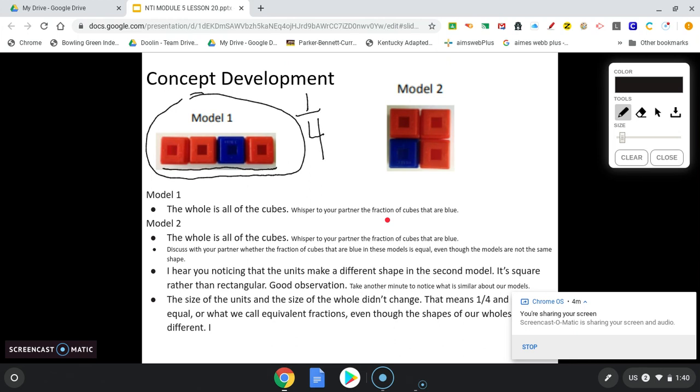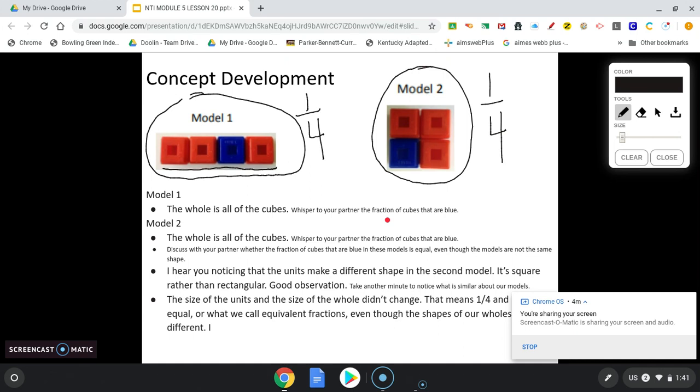Now let's look at Model 2. Here we have Model 2. The whole is all of the cubes again. Now tell your partner what fraction of these cubes are blue. Yeah, they're both the same. 1/4 of these are blue as well. So talk with your partner. Is the fraction of cubes that are blue in these models equal or equivalent, even though the models are not the same shape?